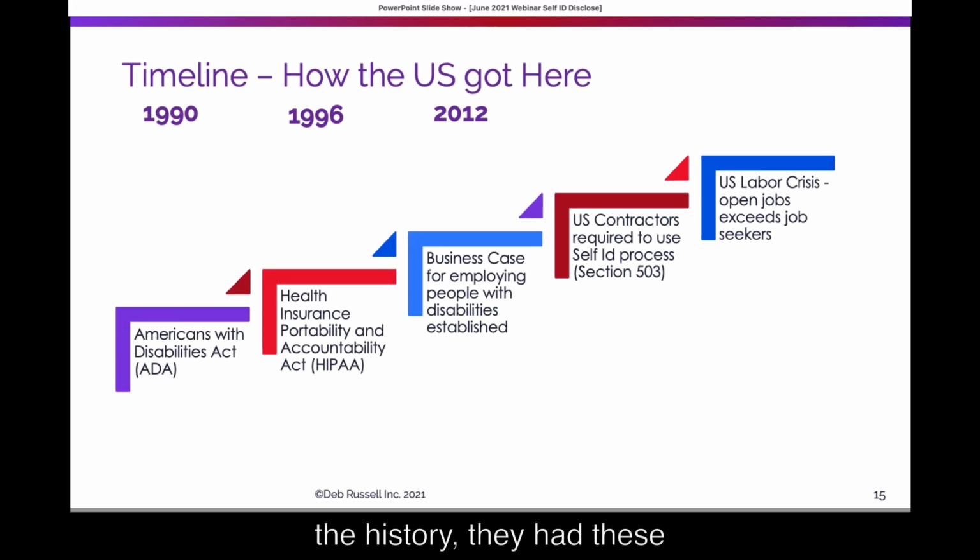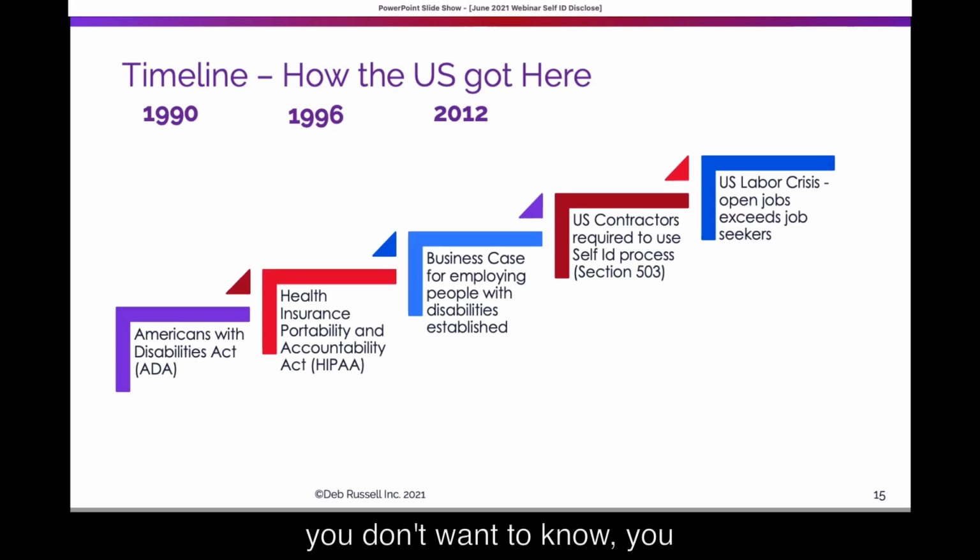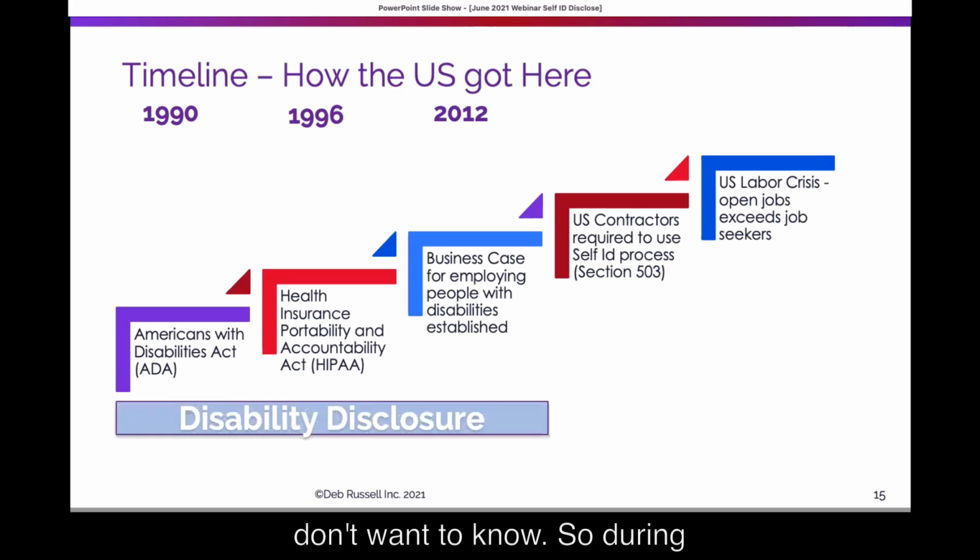But remember, in the history, they had these warnings from attorneys saying, you don't want to know, you don't want to know. So during that time, disability disclosure was what was happening. If a person chose to disclose that they had a disability, then they did. And then the companies or the attorneys or whomever was concerned about, how do I keep this information?